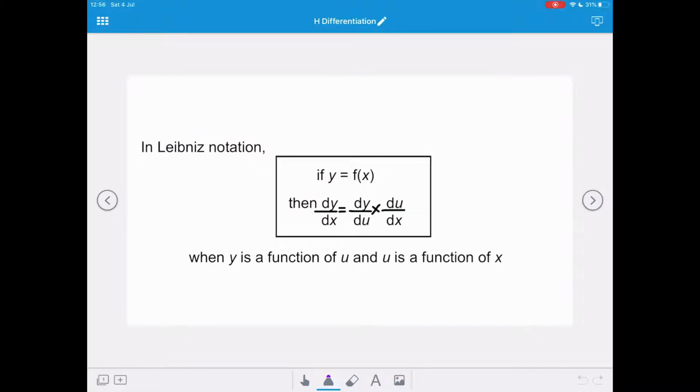In Leibniz notation, if y equals f of x, where f of x is a composite function, then dy by dx equals dy by du multiplied by du by dx, where y is a function of u and u is a function of x. And this is easier to demonstrate by looking at some examples.